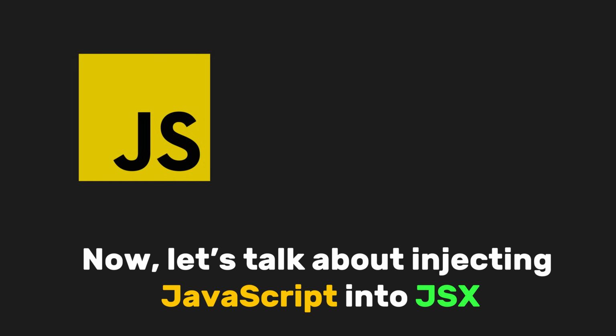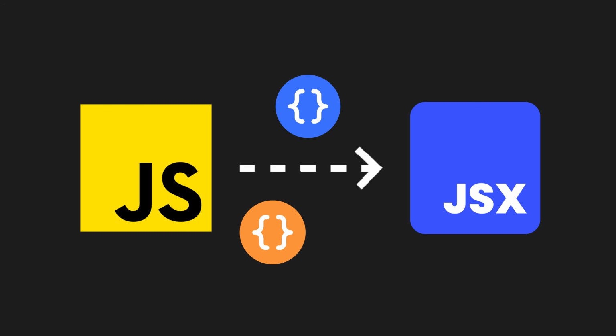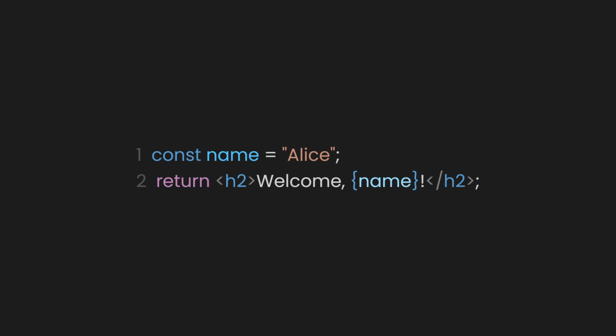Now let's talk about injecting JavaScript into JSX using curly braces. They let you drop dynamic values right into your elements. For instance, you're building a welcome banner for a user who just signed in. You have their name stored in a variable. This renders a heading that says, "Welcome Alice."